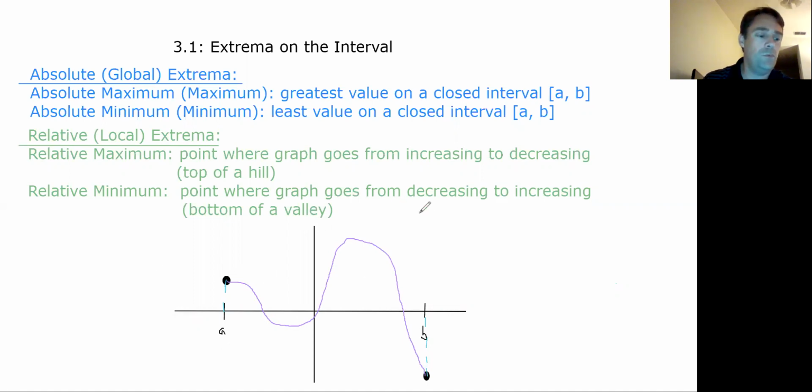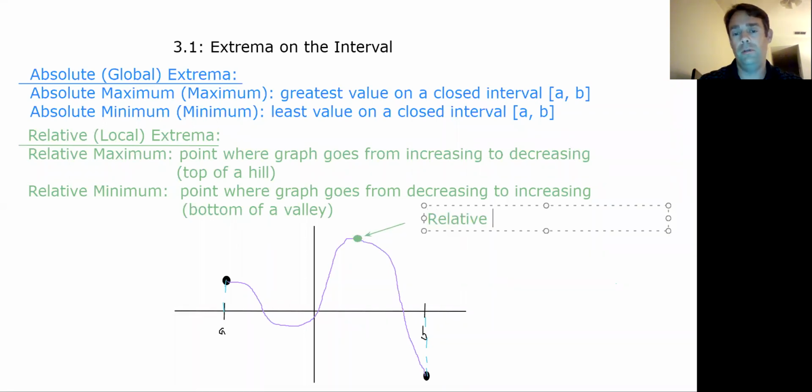Now, when we're dealing with these ideas here, let's deal with the relative first. A relative max is the top of a hill. So we try to find it. It's where that graph goes from increasing, going up, to decreasing. So kind of like this right here. That is a relative maximum. And then a relative minimum, same kind of idea, where the graph goes from decreasing to increasing.